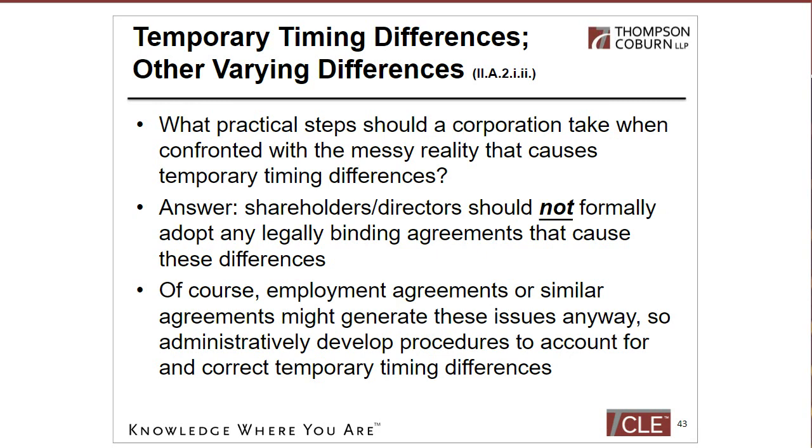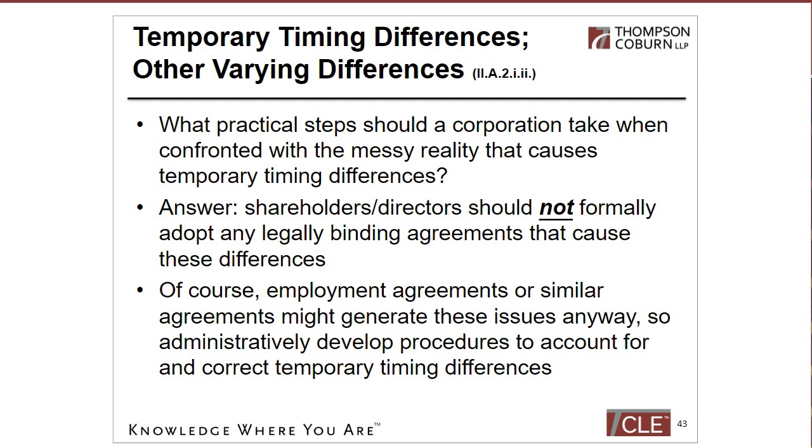So let's just get real here. What practical steps should a corporation take when it's confronted with the messy reality that causes the temporary timing differences? So my answer is, we want to keep the governing documents pristine. If there are some timing differences, we do not want those ingrained in the governing documents, because that's when you can cause a violation. So don't formally adopt legally binding agreements that cause those differences.